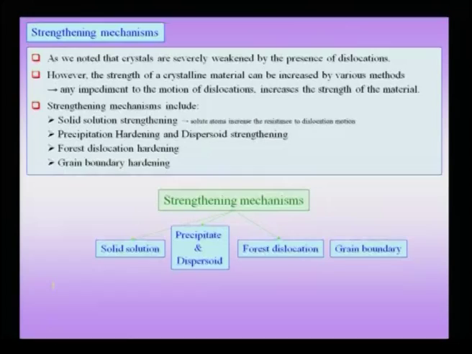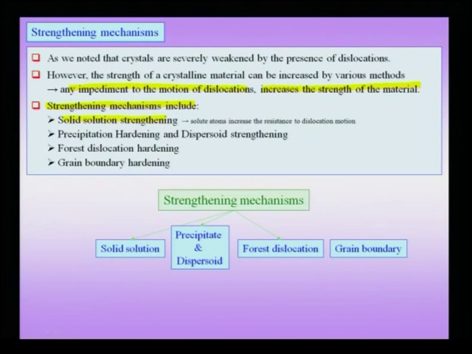There are other mechanisms which can be used to increase the strength of dislocation. This arises from the fact that any impediment to the motion of dislocation increases the strength of the material. So, if I can stop these dislocations from moving freely, if I make glissile dislocations less glissile, then I would increase the strength of the crystal. So, what are the mechanisms I have got for increasing the strength of the crystal? A few of them I am listing here.